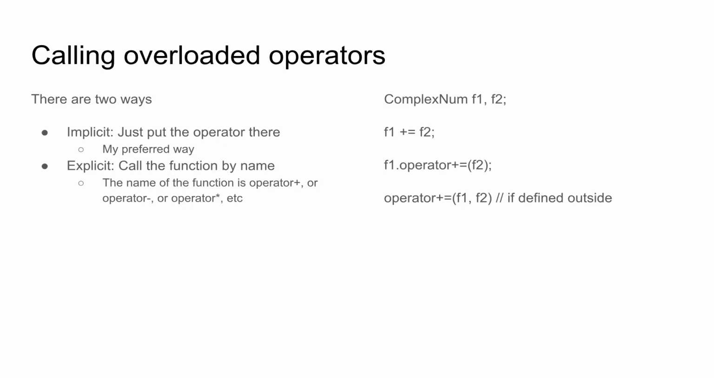So if you want to call an overloaded operator, it's not too hard. The implicit way is you just do it like normal. Plus equals, minus, times, equals, whatever you want to do. Or you can explicitly call it by its name by doing your member dot operator, whatever the name of the operator is, and then the other side. If it's defined outside the class, operator plus equals F1, F2.